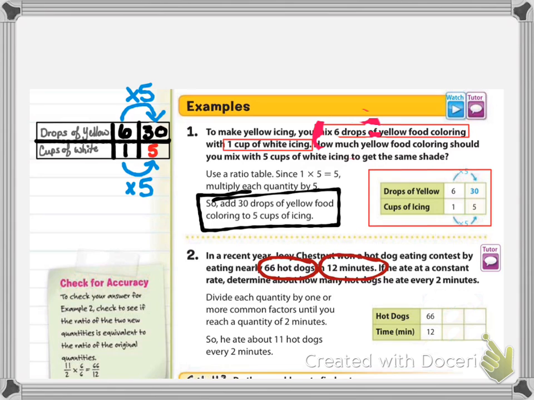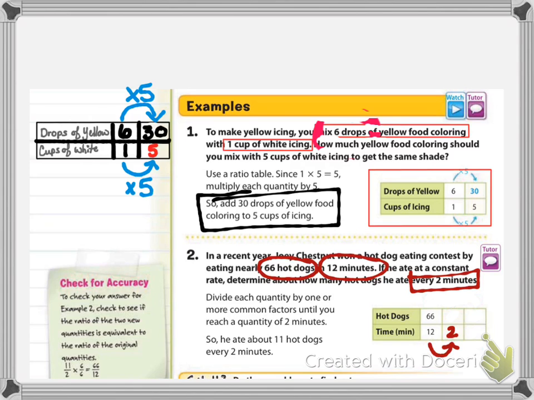That's our ratio. Now the question says, determine how many hot dogs he ate every 2 minutes. So really what you want to figure out is, if I've got 12 minutes here, I want to get to 2 minutes. Now I know your ratio table has a third box in there. Sometimes it's not necessary to use that in-between box. There will be an example later on in this lesson where you will need that middle box, but I'm just going to show you a simplified version because this is all that you need to do. So you're going to ask yourself the same question. What do you do to 6 to get 2?